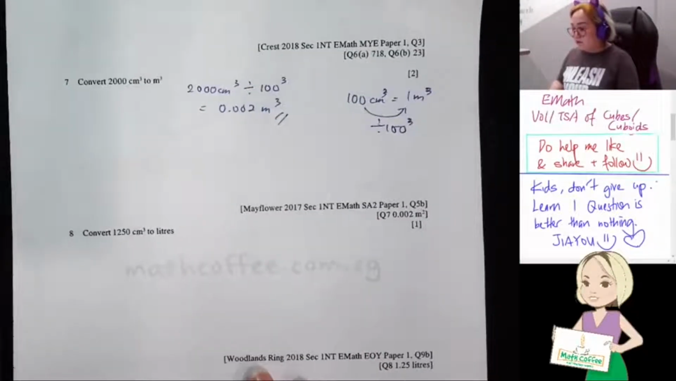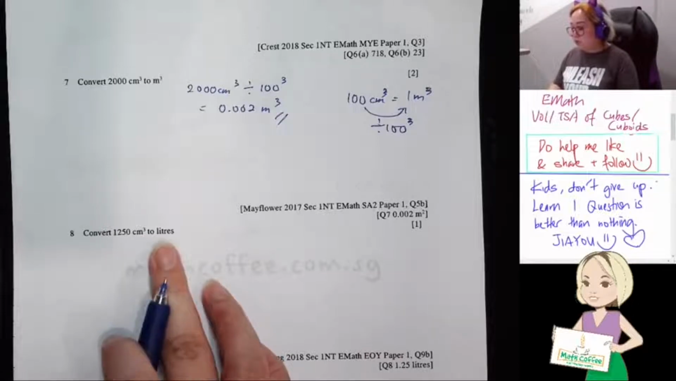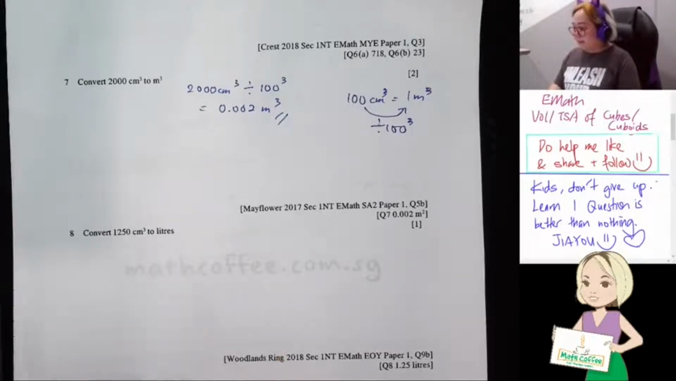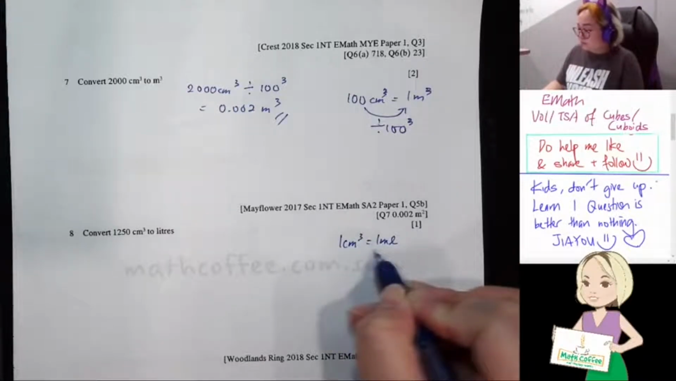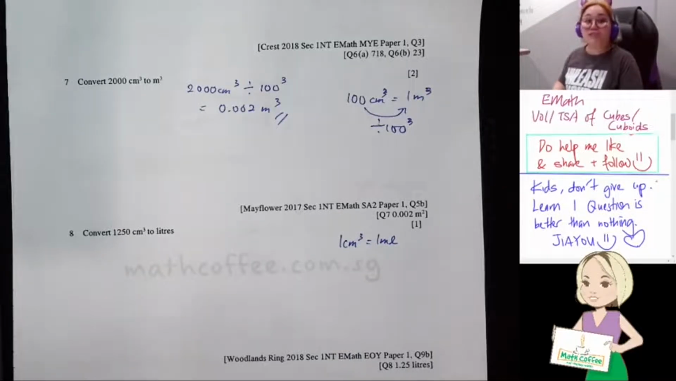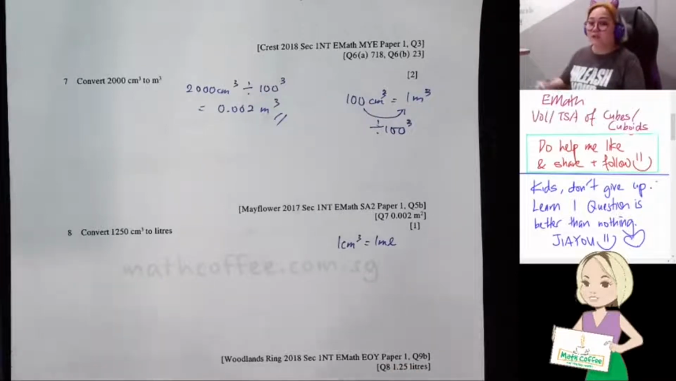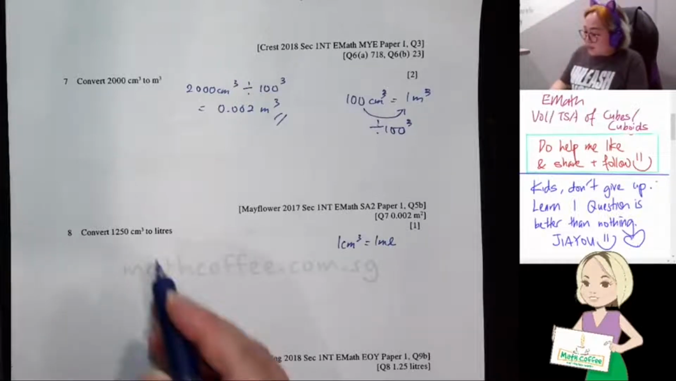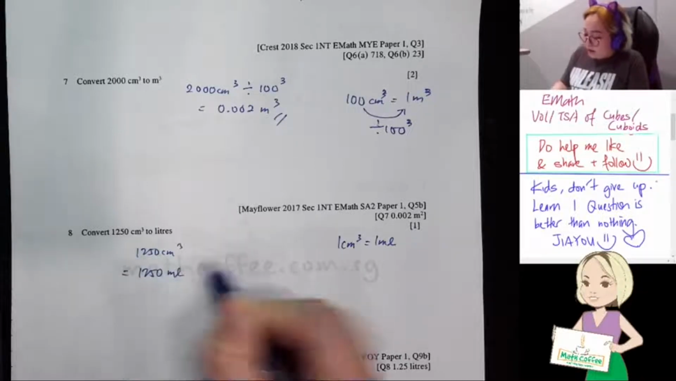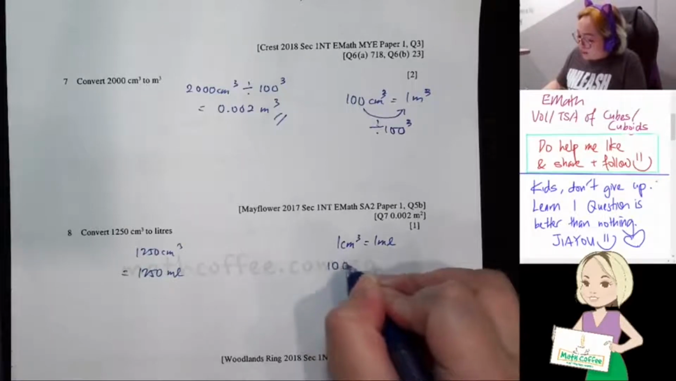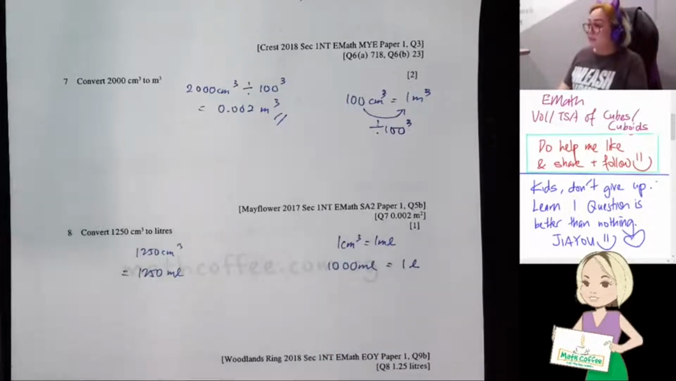Next, convert 1250 cm cubed to liters. So for this, you have to know one thing. You must know that 1 cm cubed is equal to 1 ml. Don't ask me why. I didn't study a degree in mathematics, so I don't know how they derive it. But 1 cm cubed is equal to 1 ml. So in this case, 1250 cm cubed is equal to 1250 ml, and we know that 1000 ml is equal to 1 liter.